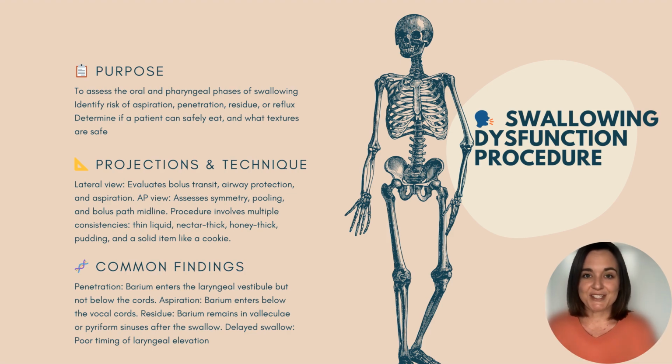The purpose of this is to assess the oral and pharyngeal phases of swallowing, identify the risk of aspiration, penetration, residue, or reflux, and determine if a patient can safely eat and what textures are safe. The projections in this procedure include a lateral view, which evaluates the bolus transit, airway protection, and aspiration. Your AP view assesses the symmetry, pooling, and bolus path midline. The procedure involves multiple consistencies: thin liquid, nectar thick, honey thick, pudding, and solid items like a cookie.